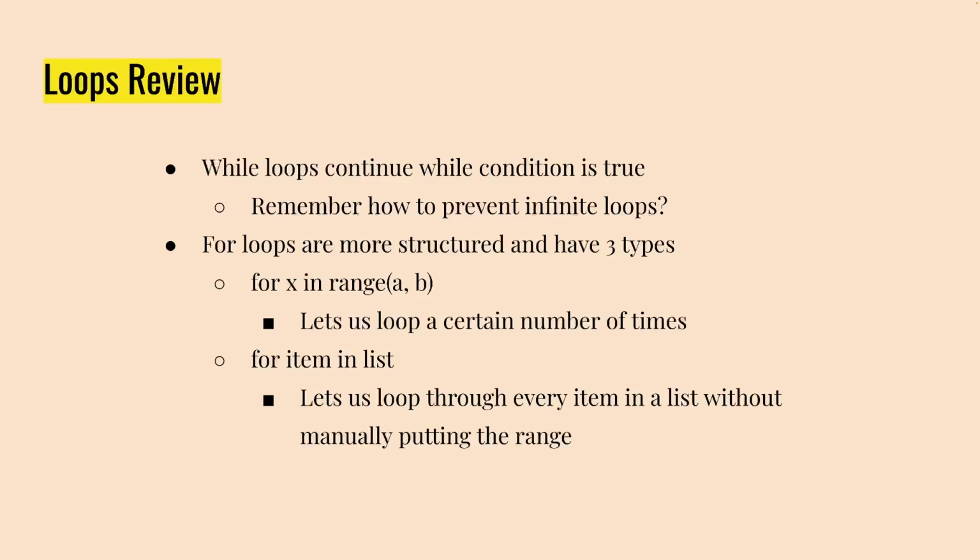For loops are more structured, and there are 3 types of for loops. The first is using for in range. The syntax for this is for element in range. And we will iterate between 2 numbers, which is from A to B. Our second type is for item in list. This lets us loop through every item in a list without manually putting in a range.